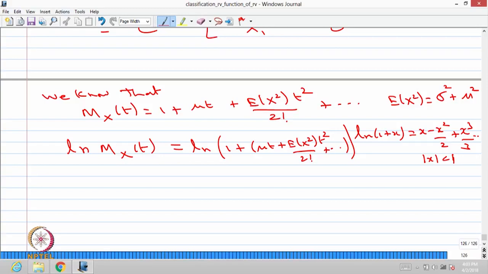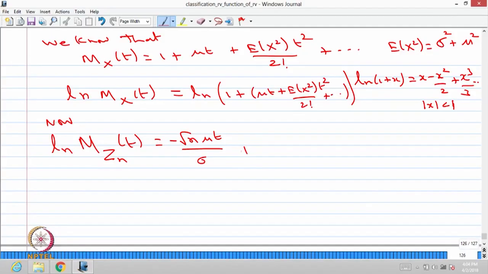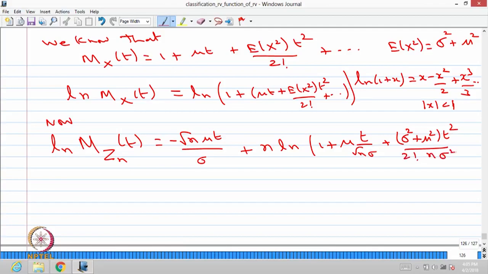Now, I am going to apply the same logic for the MGF of Zn. That means now, ln of the MGF of the random variable Zn of t is going to be, when you take the logarithm, minus square root of n mu t by sigma, then the remaining terms with the power n become n times ln of 1 plus mu, where t is replaced by t by square root of n sigma, plus expectation of x square, which is sigma square plus mu square, times t square by 2 factorial n sigma square, and so on.